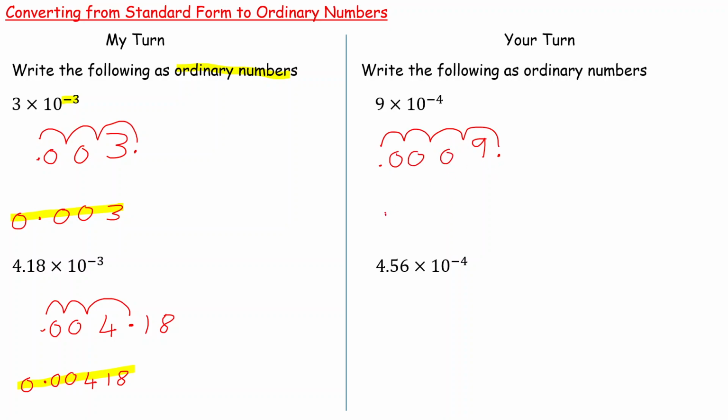So we're going to be getting 0.0009, but again, we write it as 0.0009, and that is your answer for this one. Okay, so you can see it's a really small number.